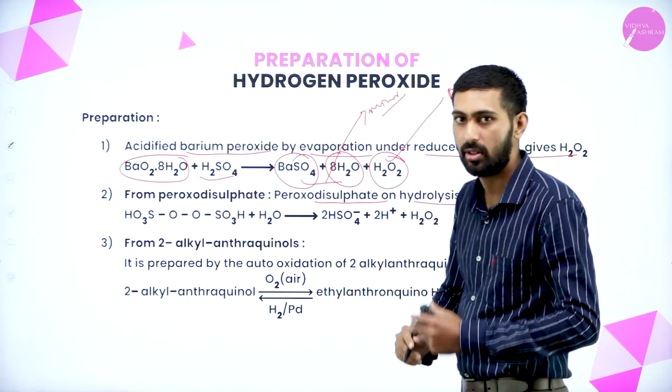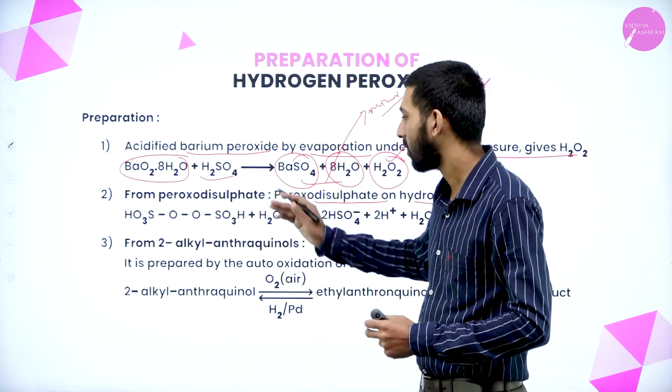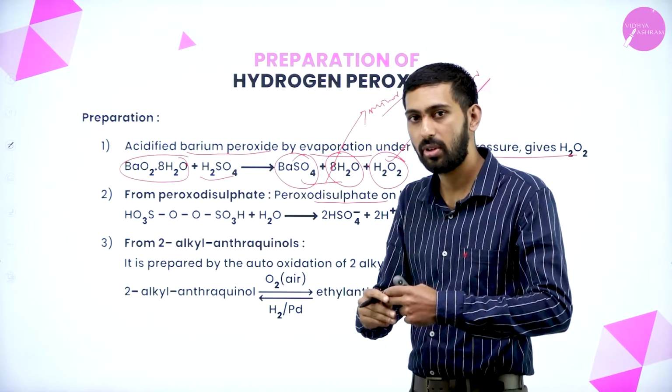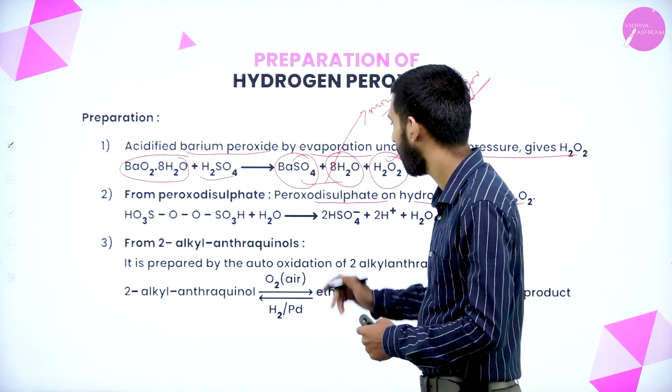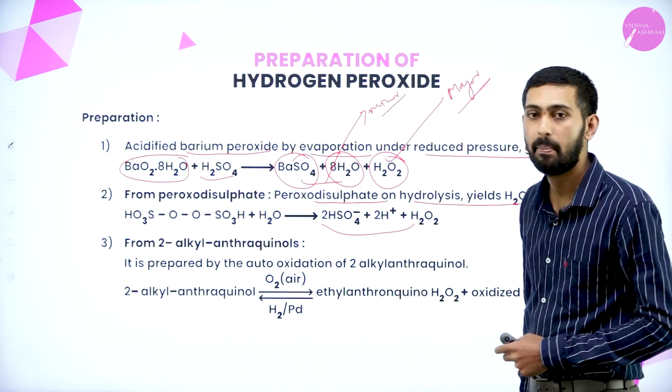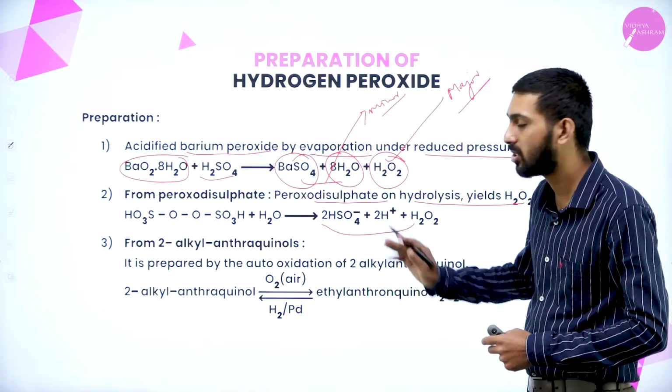We just have to do hydrolysis. If you are taking peroxydisulfuric acid and doing hydrolysis, then you will get hydrogen peroxide. Okay, this is the easiest preparation.